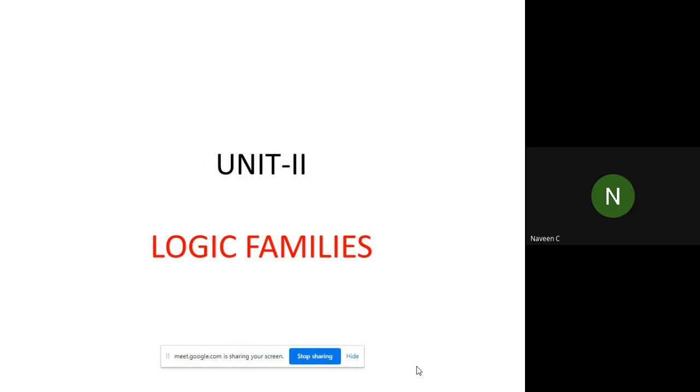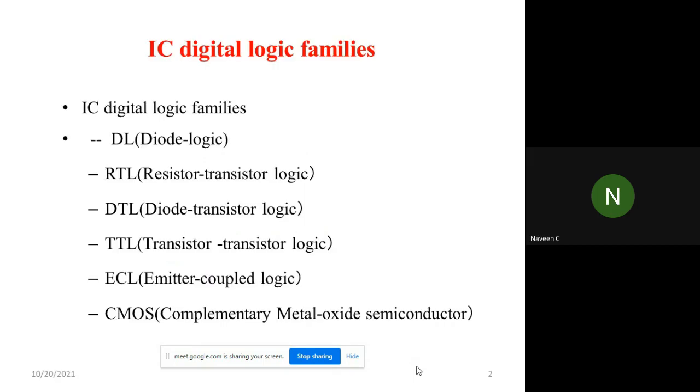According to the PPT, we are going to see the advancement of each topic one by one. The starting phase is DL, the diode logic circuit, which is the starting phase of development, up to CMOS based logic realization. Today we are going to see up to TTL, transistor logic.